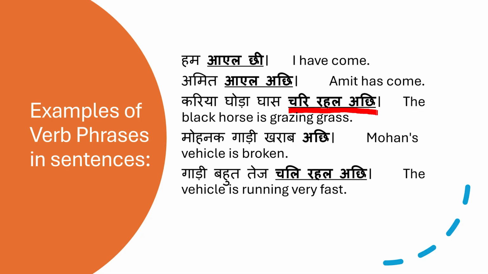Gari bahut tej chali rahal achi. So here again you have 3 words coming together as the verb phrase.